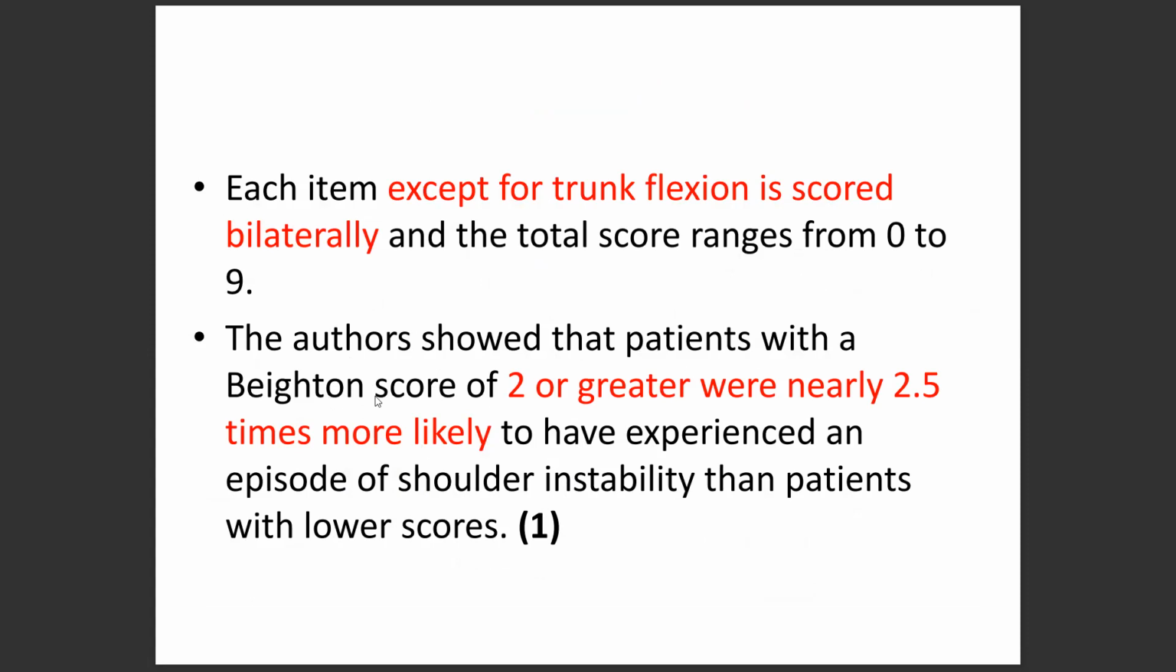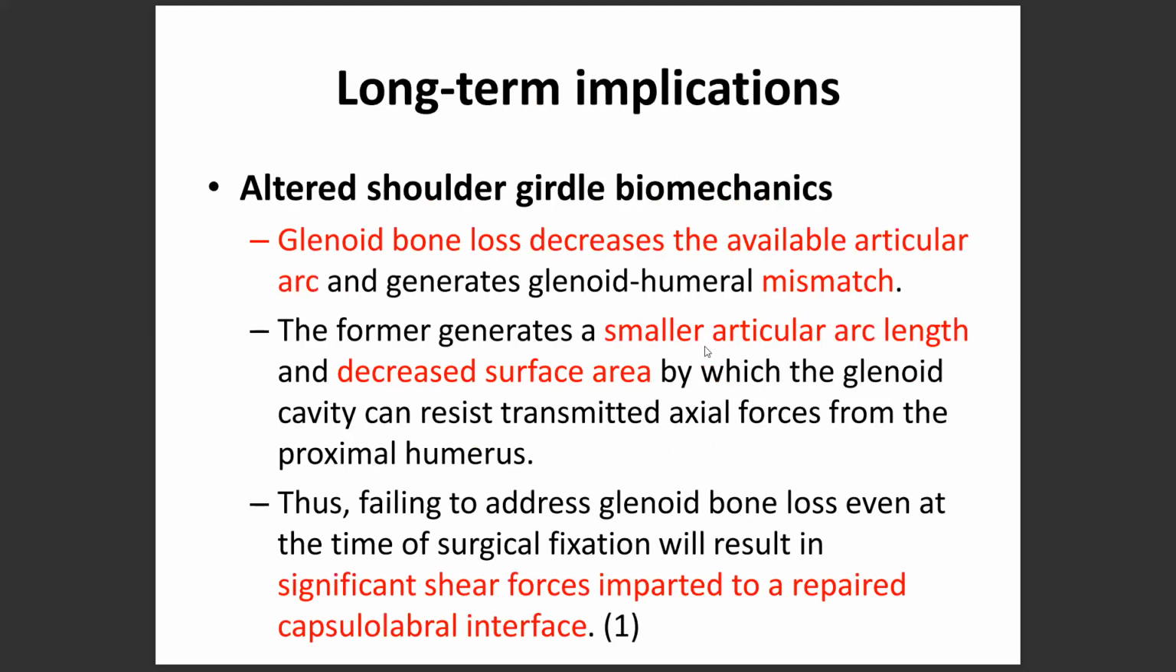It means the higher the score, the higher the risk for shoulder instability will be. Now, what are the long-term implications of this MDI, this multidirectional instability? First of all, this multidirectional instability will lead to changes and alterations in the biomechanics of the complete shoulder girdle. What are those changes which will occur just because of that MDI in the shoulder girdle?